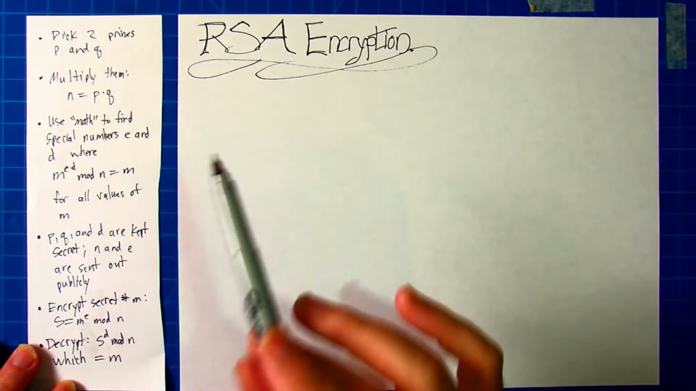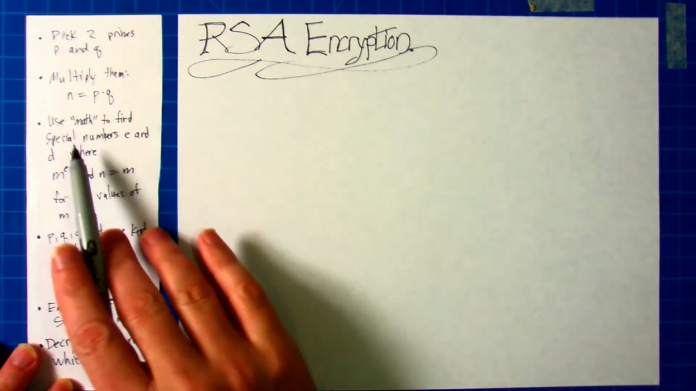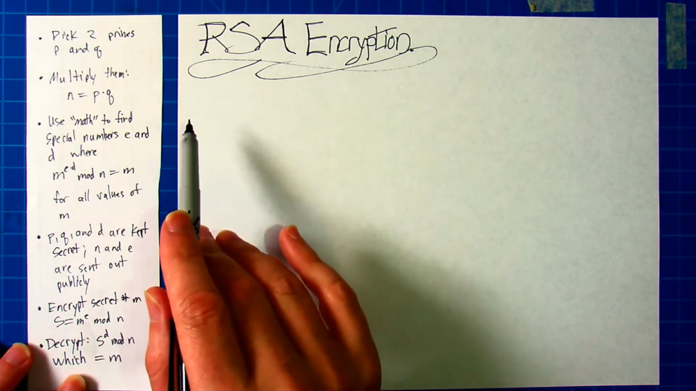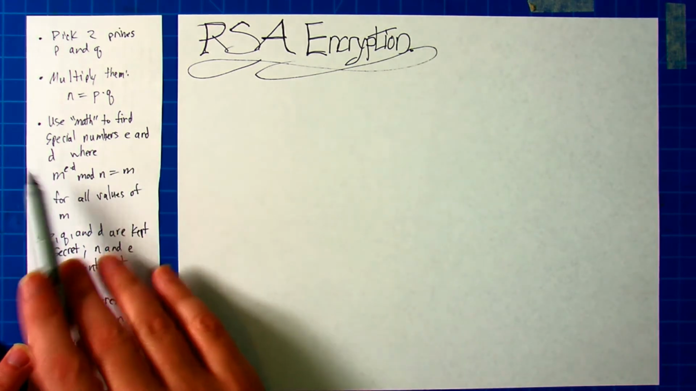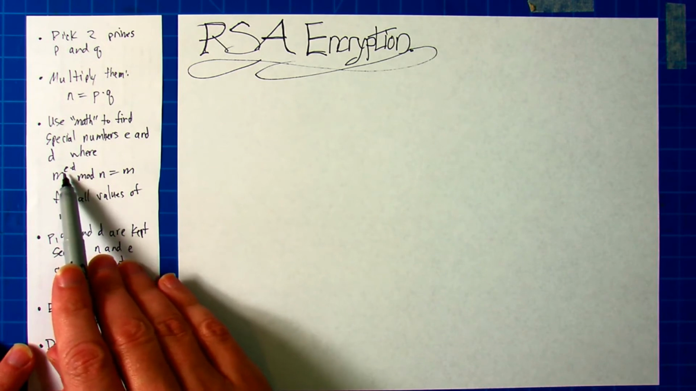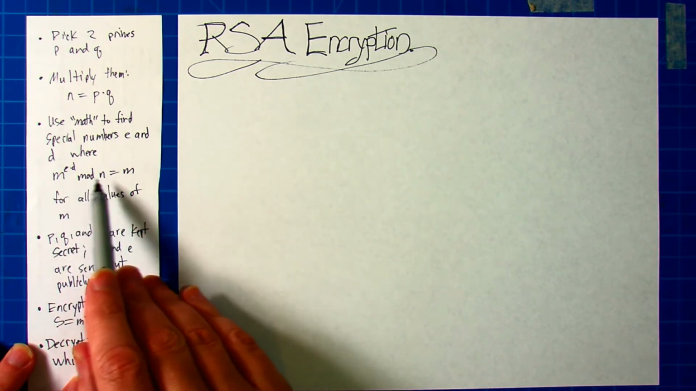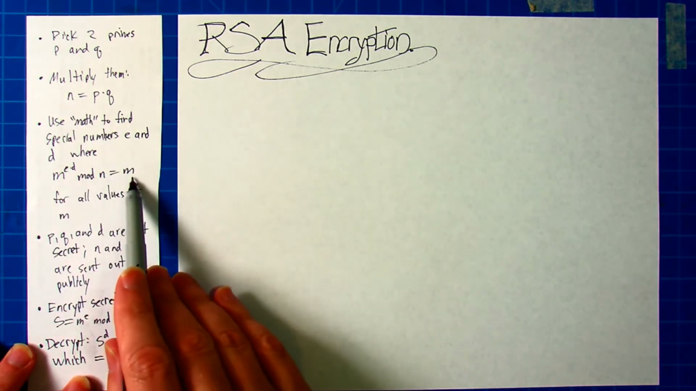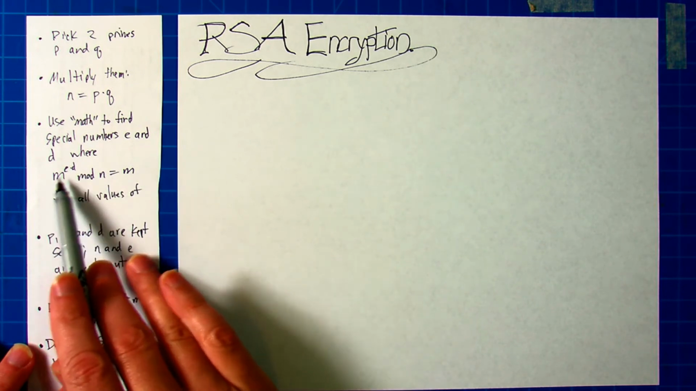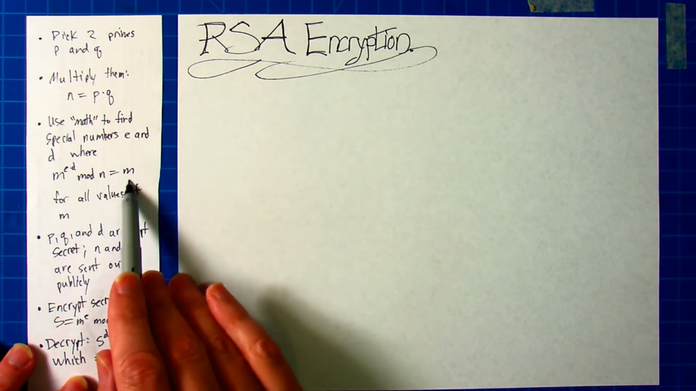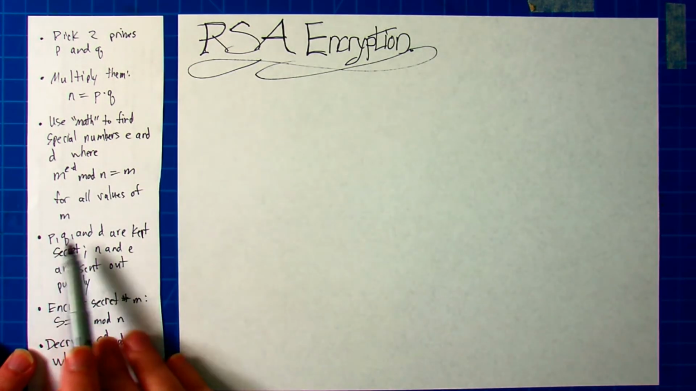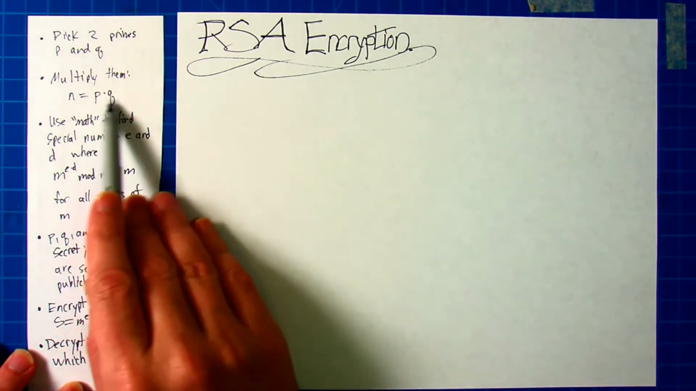But if you know P and Q, then you can use math to find these special numbers E and D. I won't go into the math of that because it's pretty complex. But you can find these special numbers E and D such that for any number M, if you raise that to the E times D power and then do mod N, you get the number M back. And so this is our basis of encryption, modular arithmetic. When you do the number to this power mod N, it always gets the same number back instead of a different number.